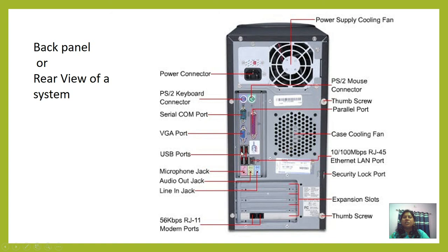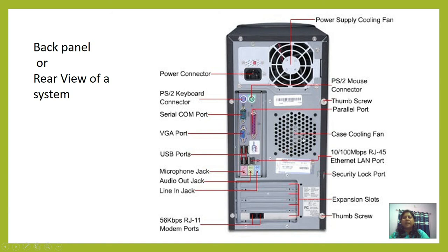Next your USB port. As on your front panel the USB ports are there, on your back panel also the same USB ports are there. Next, the same thing for the microphone jack, audio out jack and line jack, these ports are there. Now this is the case cooling fan, just like an exhaust fan for the cooling of your system. Here the case cooling fan is there.